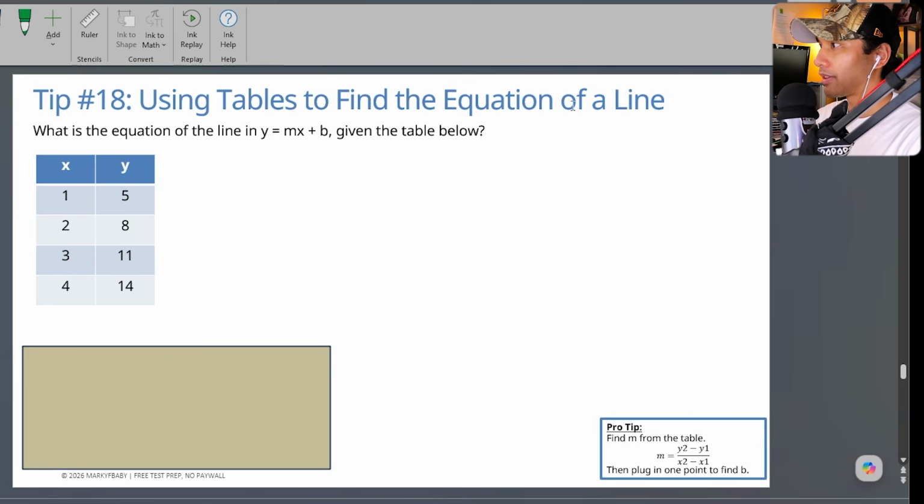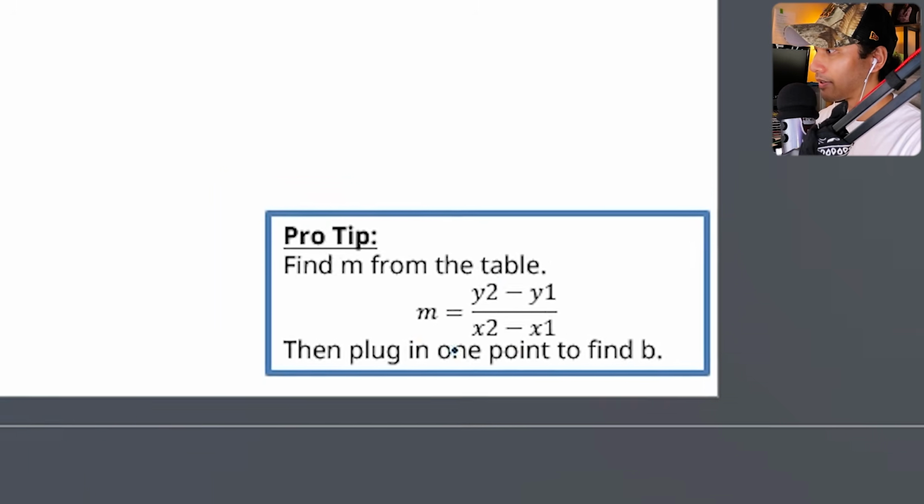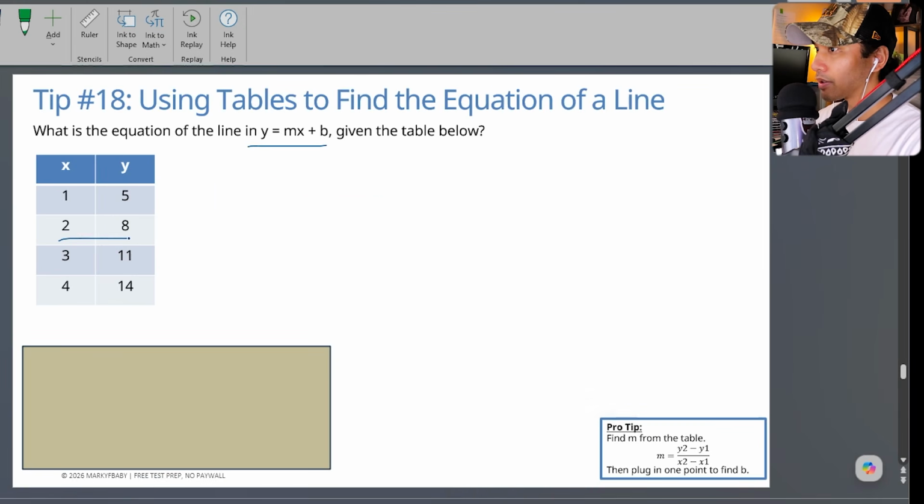Using tables to find the equation of a line. What is the equation of the line in y equals mx plus b given the table below? Okay, this time, we do not know what the line is, but given the equation to find the line and coordinates to plug into the equation, we could find the equation of the line. Okay? So this is how you do it.